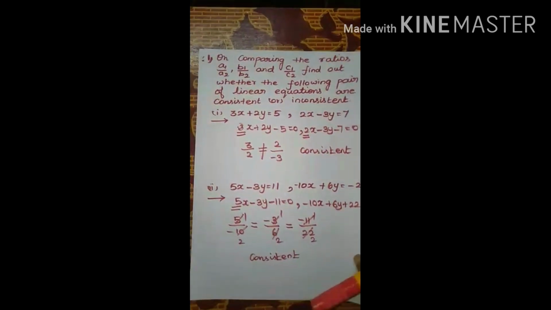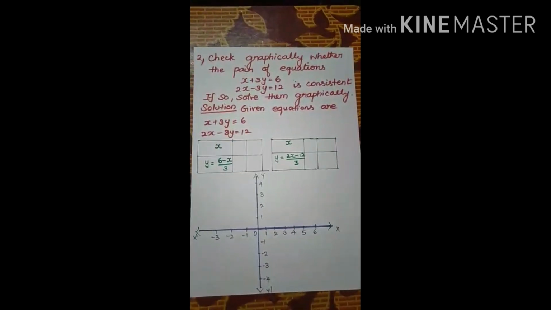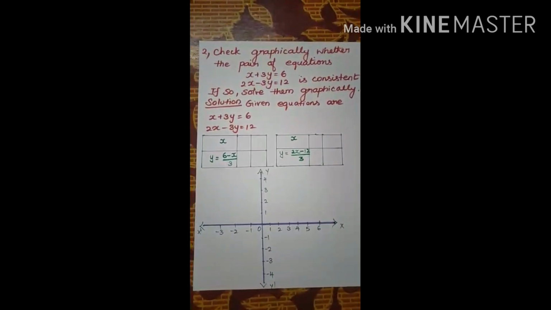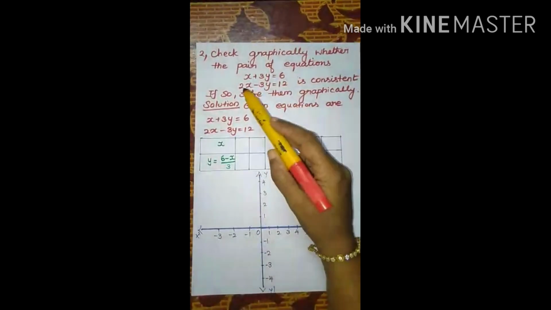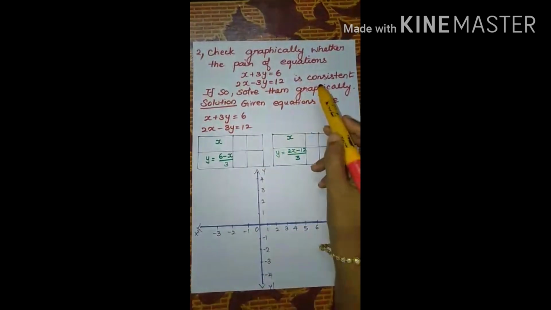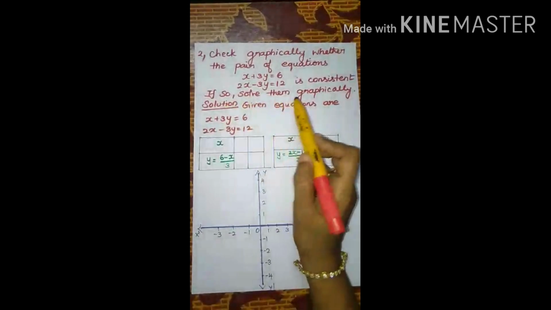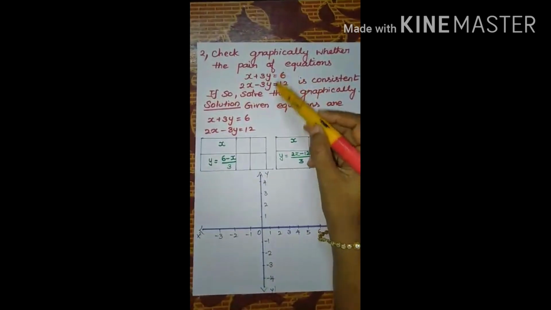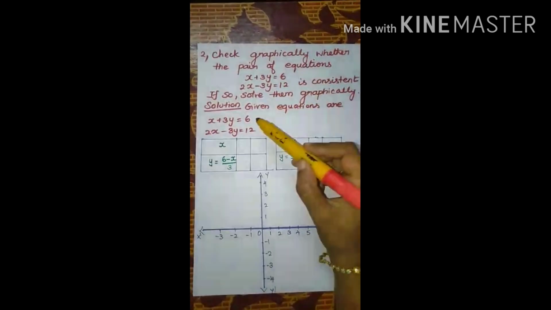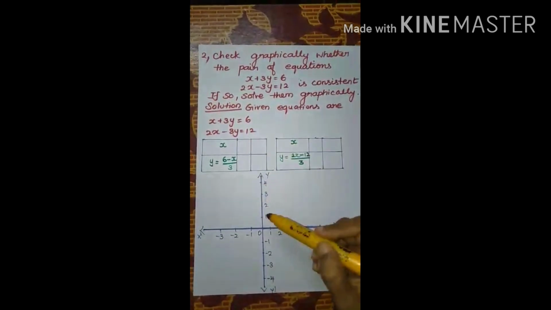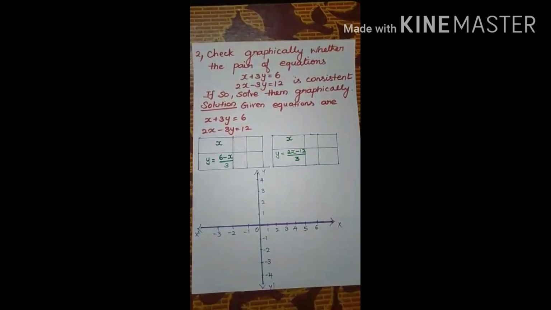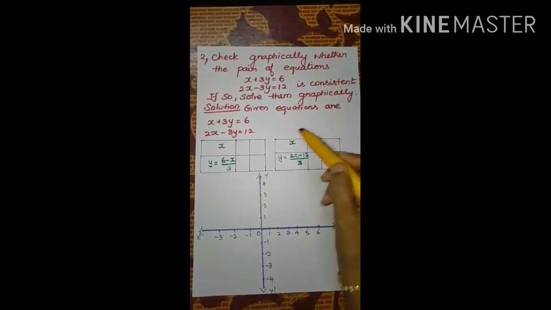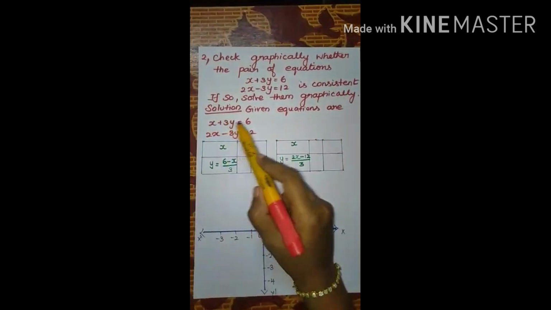The next one. Check graphically whether the pair of equations x plus 3y equal to 6, 2x minus 3y equal to 12 is consistent. If so, solve them graphically. Two linear equations are given. We have to make a table and draw a graph. Then we have to tell whether the result is consistent or not. Okay. What is given? x plus 3y equal to 6.